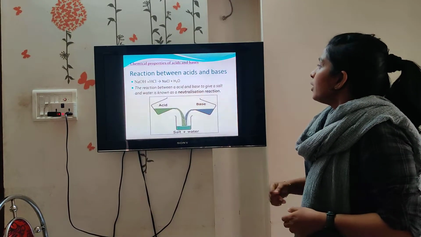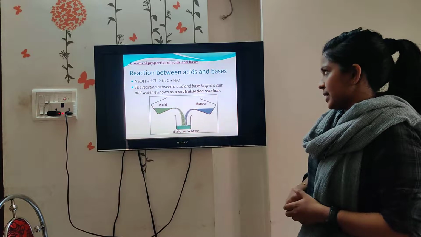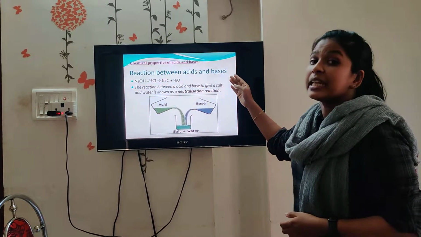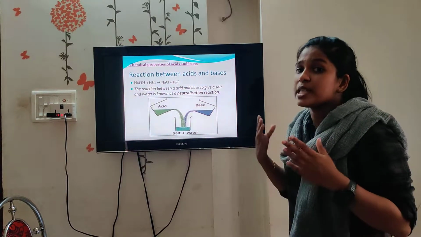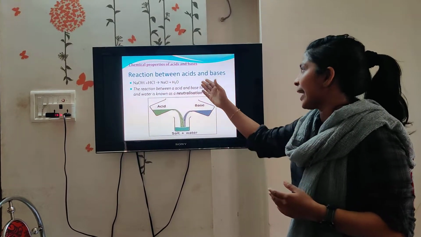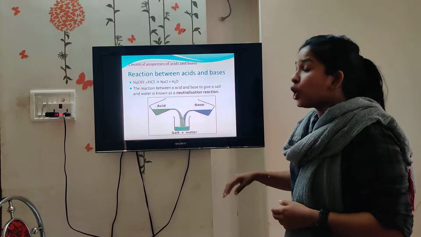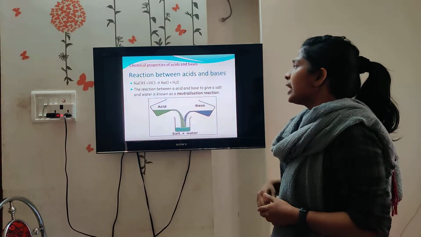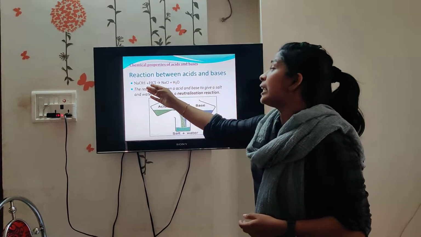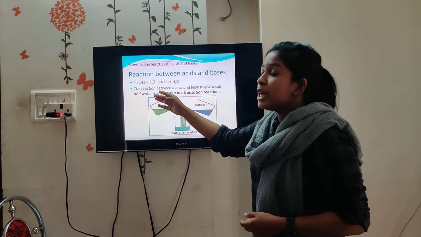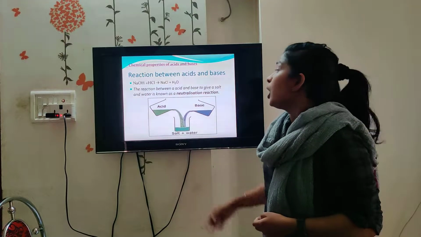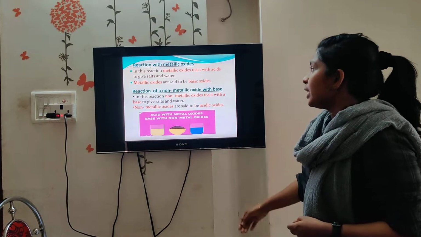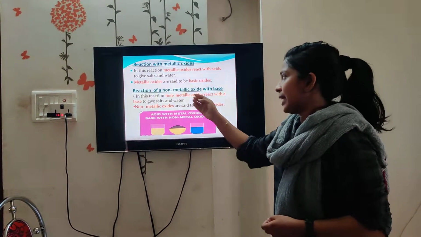Moving on to chemical properties of acids and bases. Acids and bases react together to form a salt and water. This is the most important chemical reaction undergone by acids and bases. This reaction is called neutralization reaction. Here I have given an example: NaOH reacts with HCl to form NaCl and H2O. NaCl is common salt.